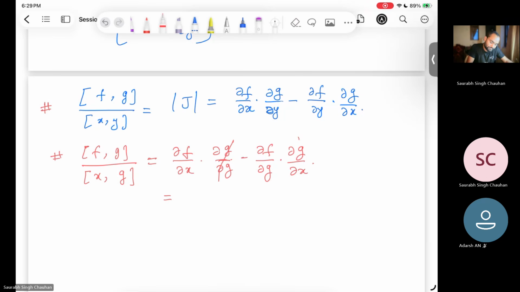And this term is 0, the second term. Why 0? Because dou g is coming 2 times. It is coming like dou f by dou g, then we are taking dou g by dou x, and it is a function of x only, I think. X and g only.